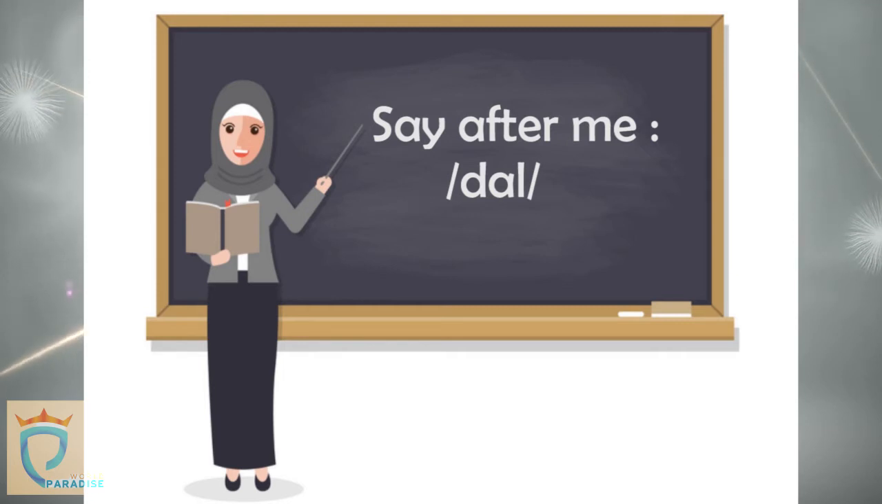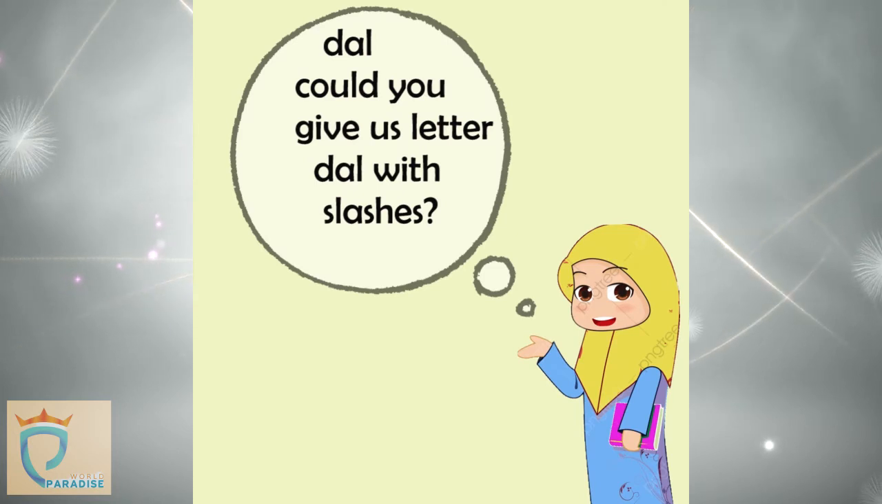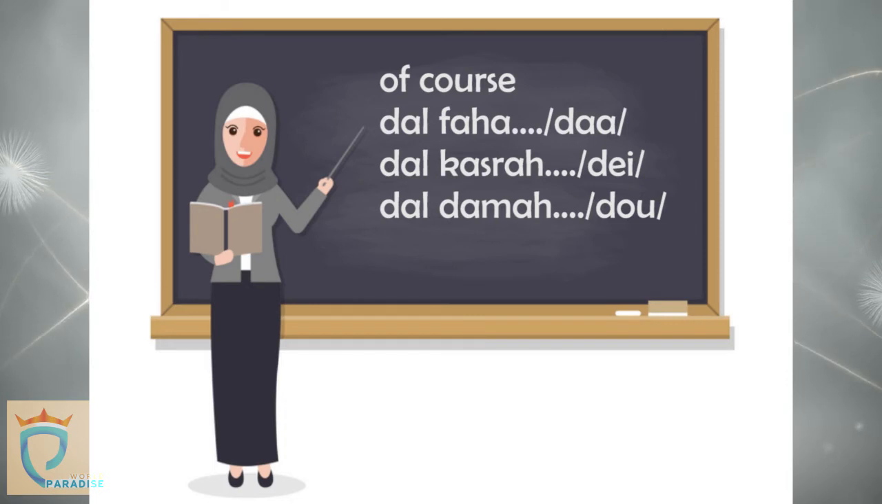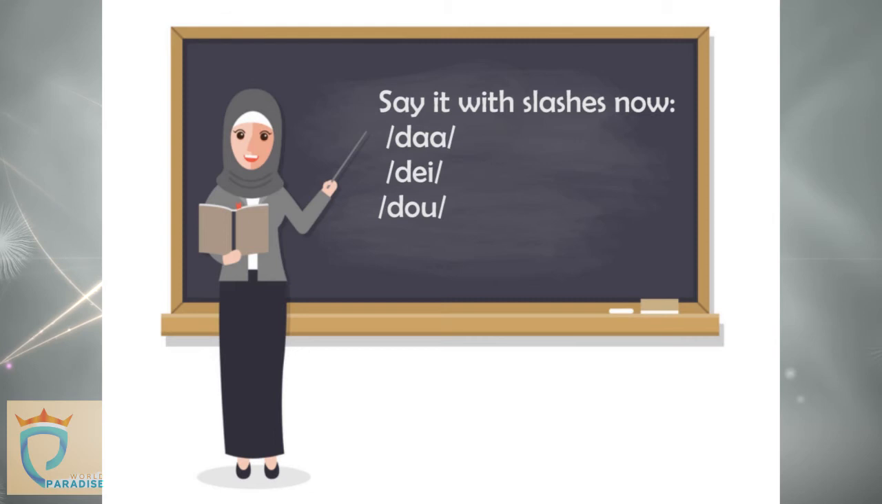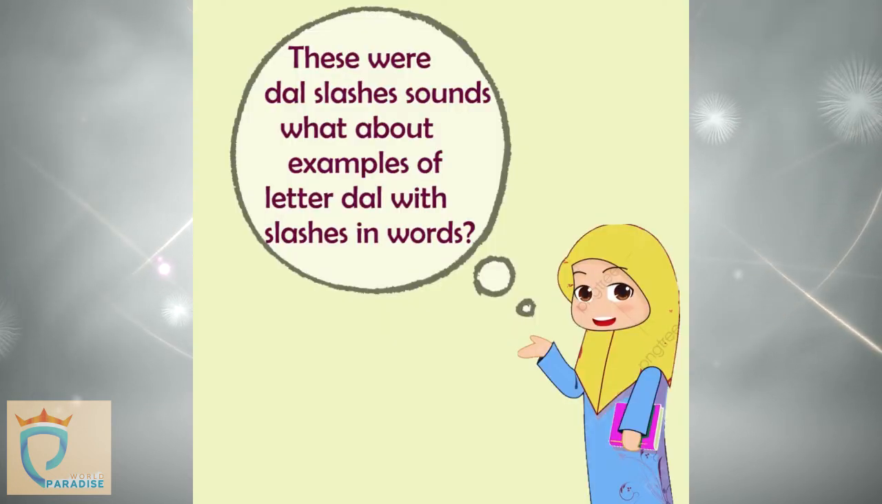Say after me, dal. Dal. Could you give us letter dal with the slashes? Of course. Dal fatha: da. Dal kasra: di. Dal damma: do. Say it with slashes now. Da, di, do. Da, di, do. These were dal slashes sounds.